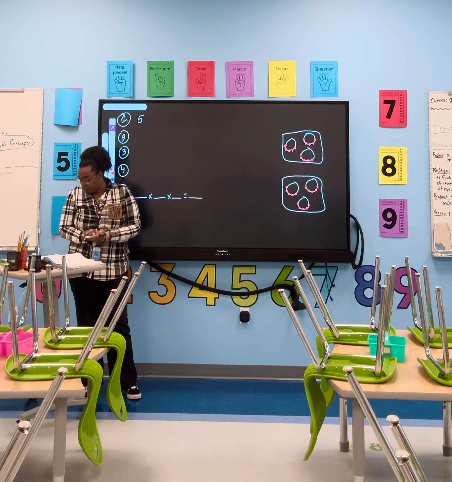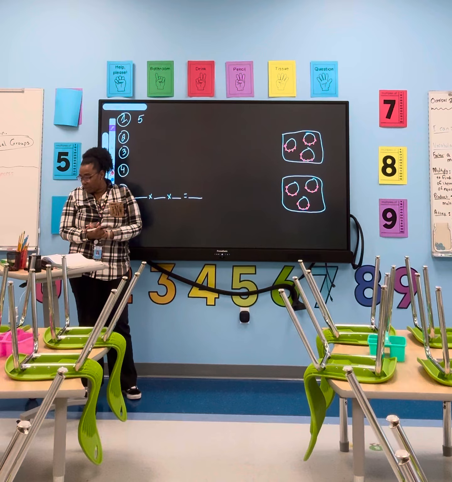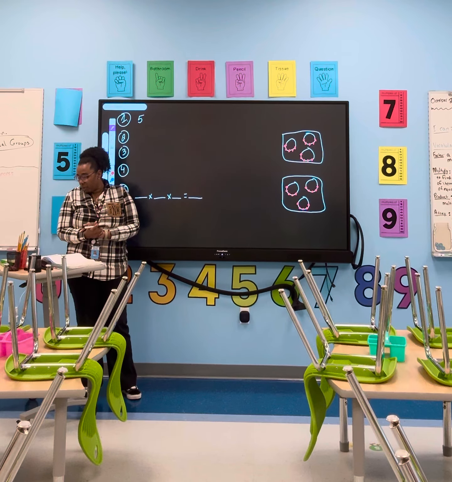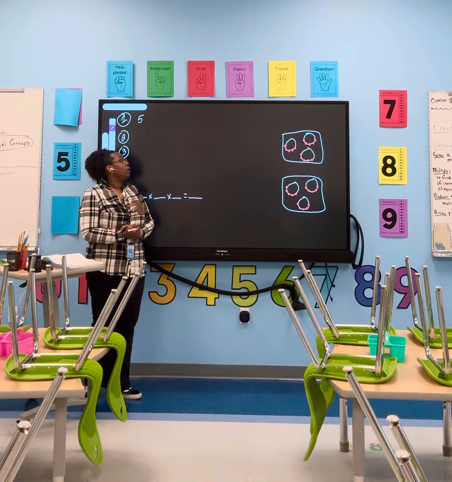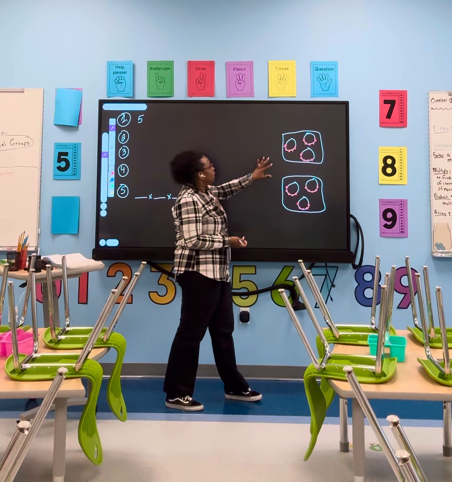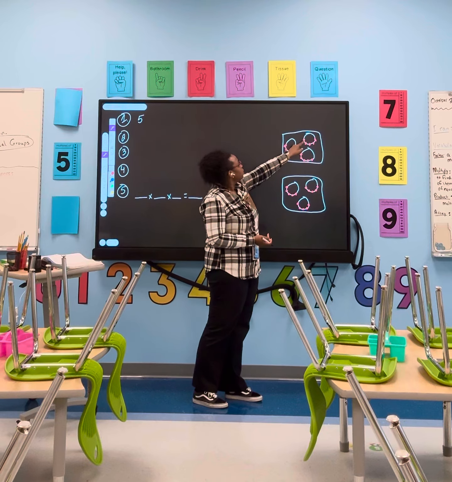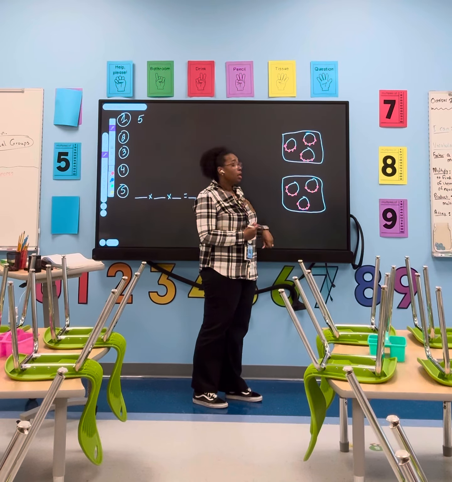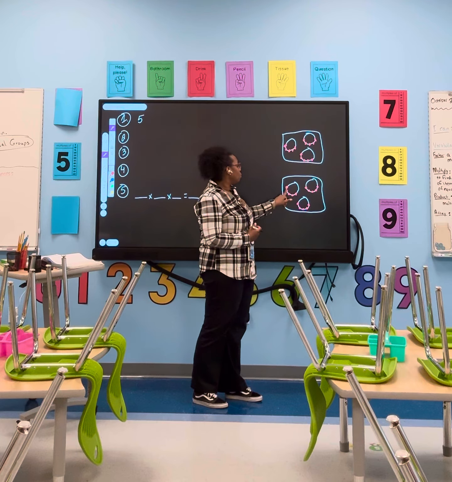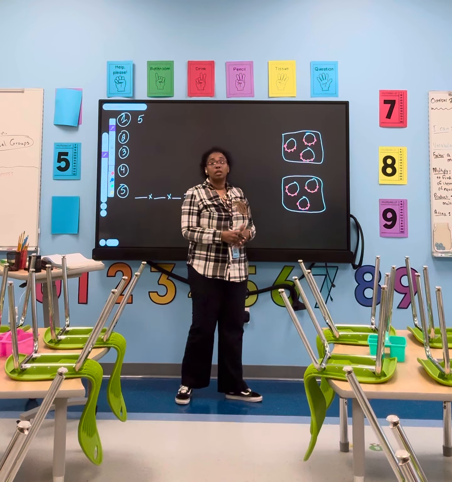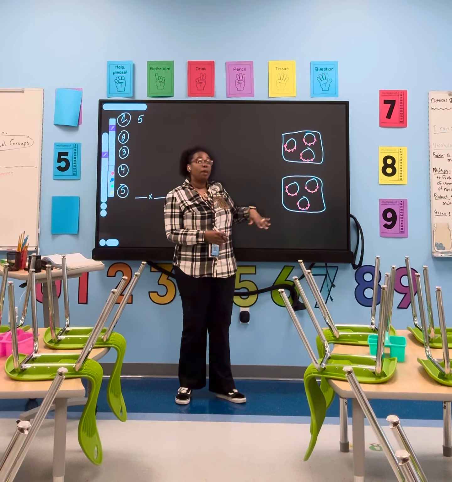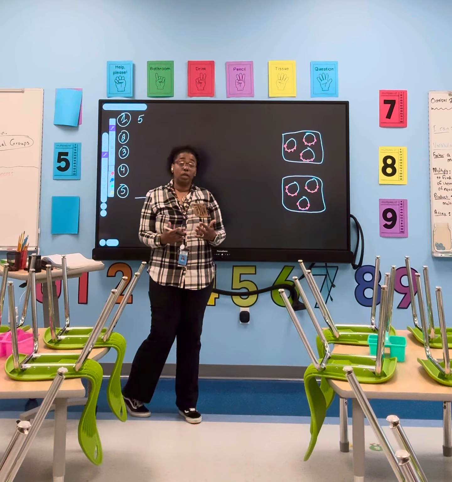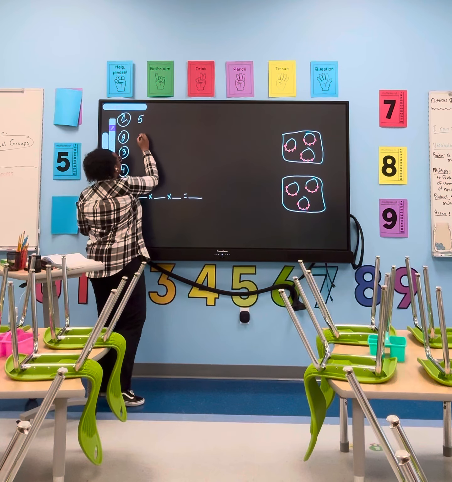Let's go to number 2. Number 2 says, how many bracelets did Kelly put in each bag? If I look at this bag, I have 1, 2, 3 bracelets. If I look at this bag, I have 1, 2, 3 bracelets. So inside each of these bags, Kelly has 3 bracelets. So I'm going to put the number 3.